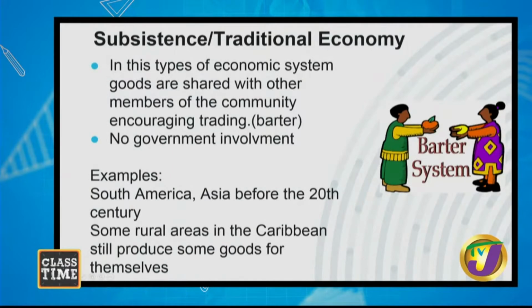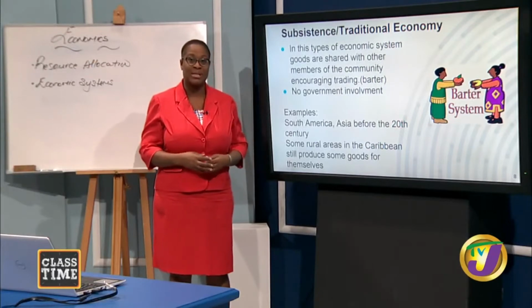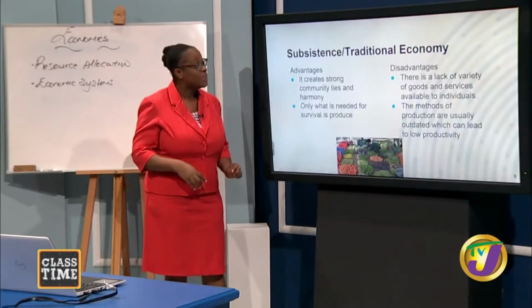And we'll also find that in some rural areas in the Caribbean, they still operate as a subsistent system where they produce. So they would have their own little garden, they would have their own little farm, and they would share with their neighbors. I kind of like that very much, especially in these times.